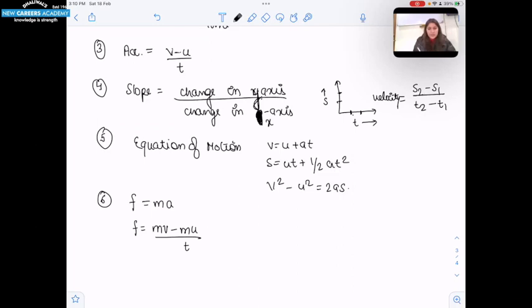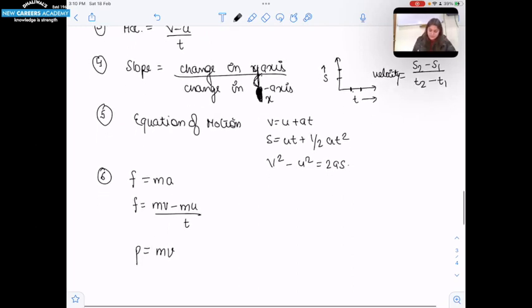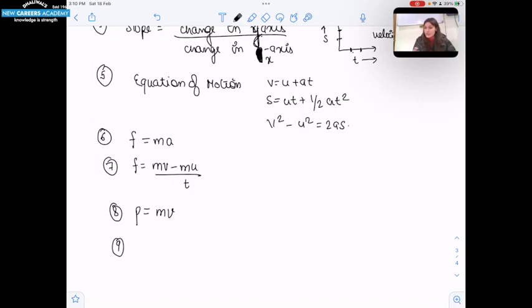Next is formula for momentum. Momentum is represented by small p. So momentum is mass into velocity. So this is 7th formula, and 8th formula, and 9th formula is law of conservation of momentum. Conservation of momentum says momentum before and after collision remains same. It's conserved. So let's say we have 2 bodies, A, B.